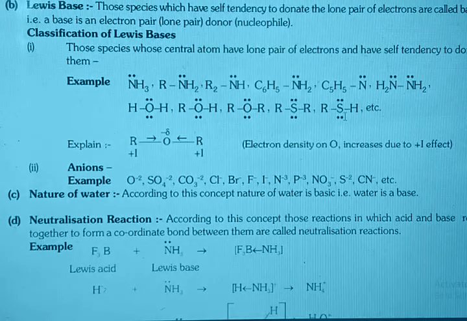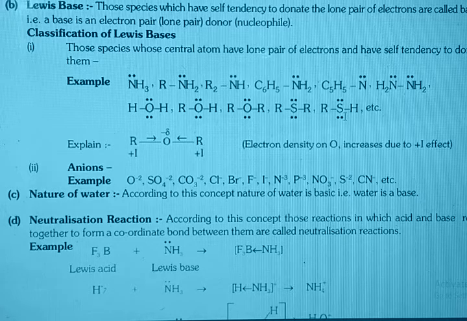Now if I talk about the Lewis base, those bases which have a self tendency to donate the lone pair of electrons are called bases. Base is an electron pair, lone pair donor. So nucleophile is a base and electrophile is an acid according to Lewis, right? Classification of base: the species whose central atom has a lone pair of electrons and a self tendency to donate them is called a Lewis base. You can see ammonia, where the nitrogen can donate a lone pair of electrons, right?